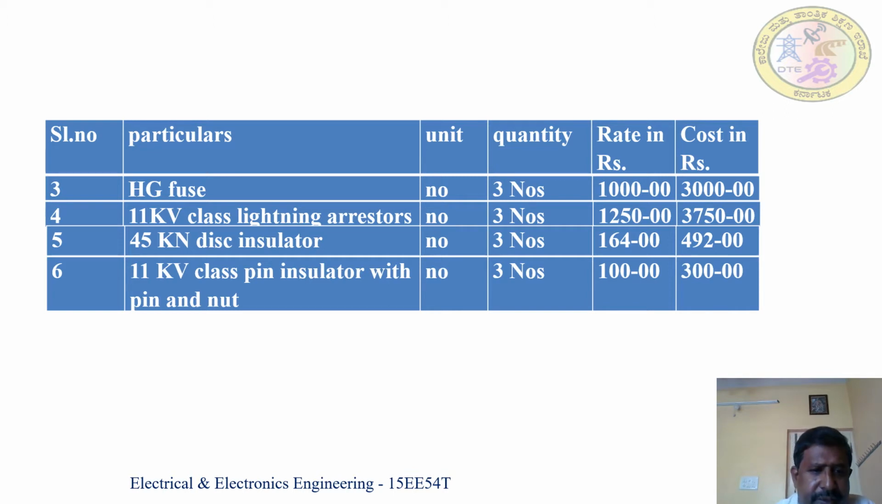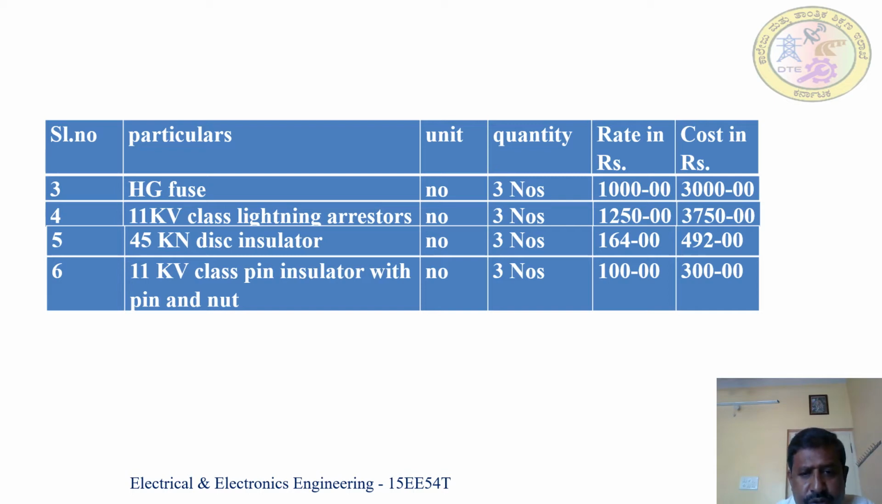Next item is 11 kV closed lightning arrestor. It protects the transformer from the lightning. So hence the name is lightning arrestor. The unit is in number. Quantity required three numbers, one for each phase. The rate per each unit is 1250. Total cost is 3750.